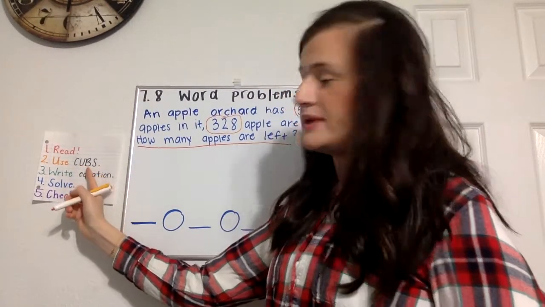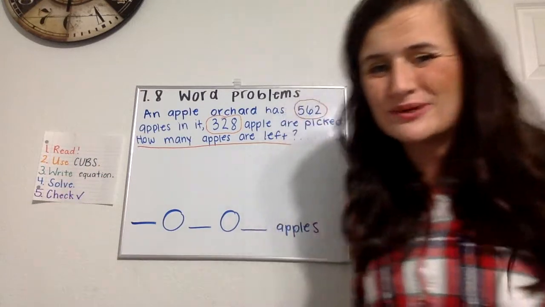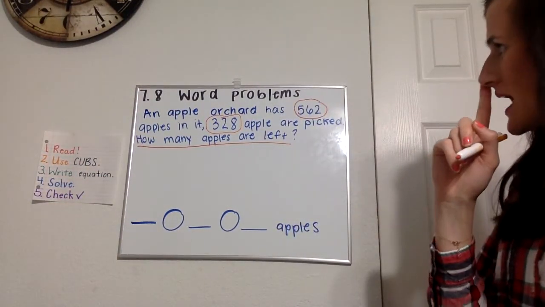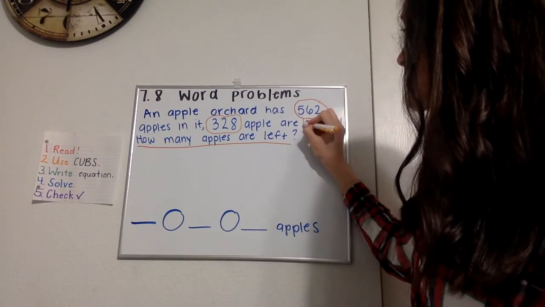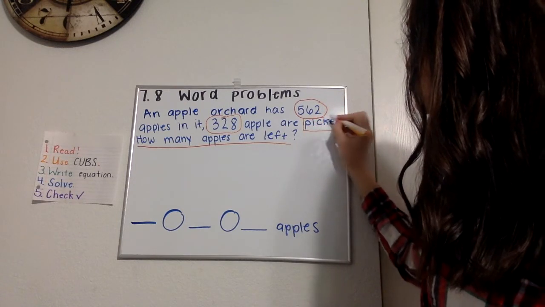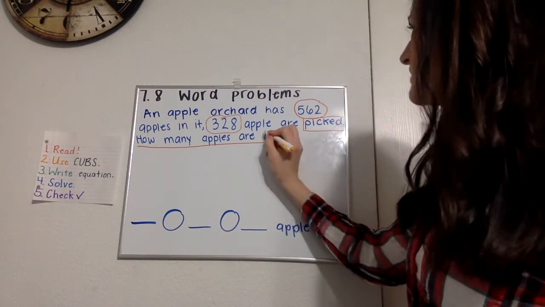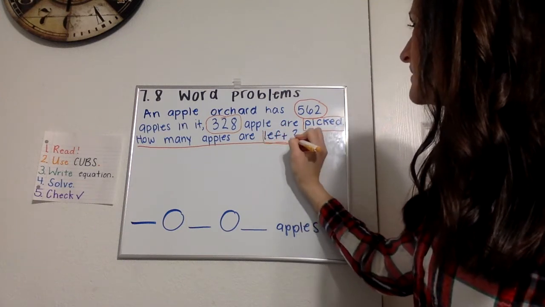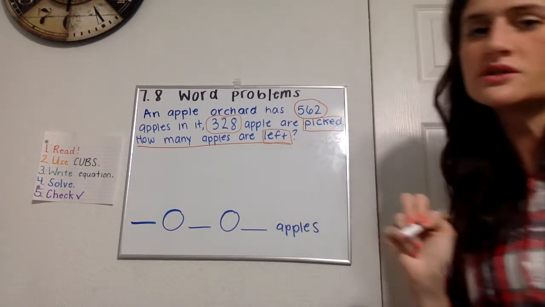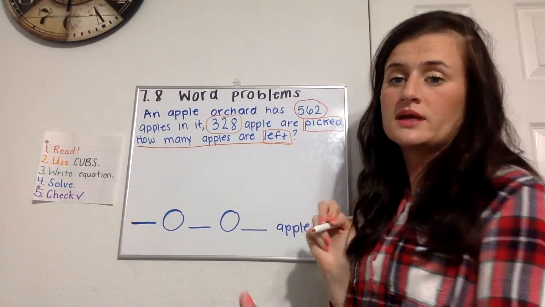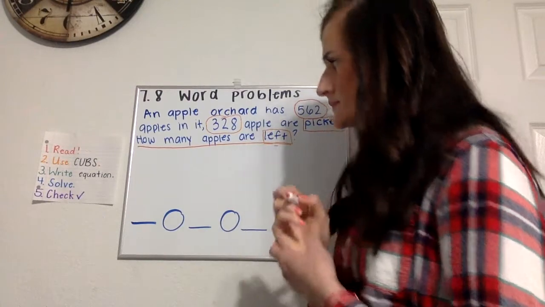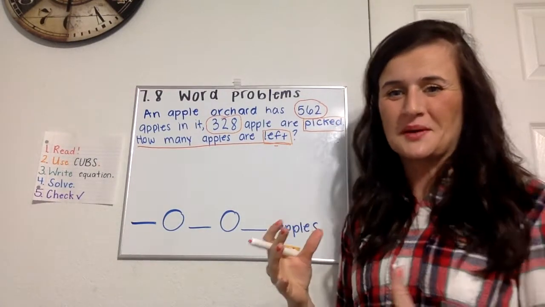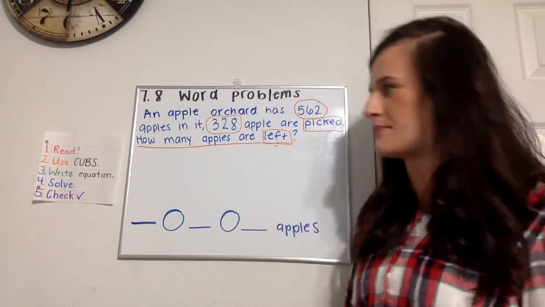Next, we need to do B, which means box important words. I see the word picked, which tells me that something is getting taken. I also see the word left, which I know usually means we are going to be subtracting. Last is to solve. So we're ready to move on to step 3.